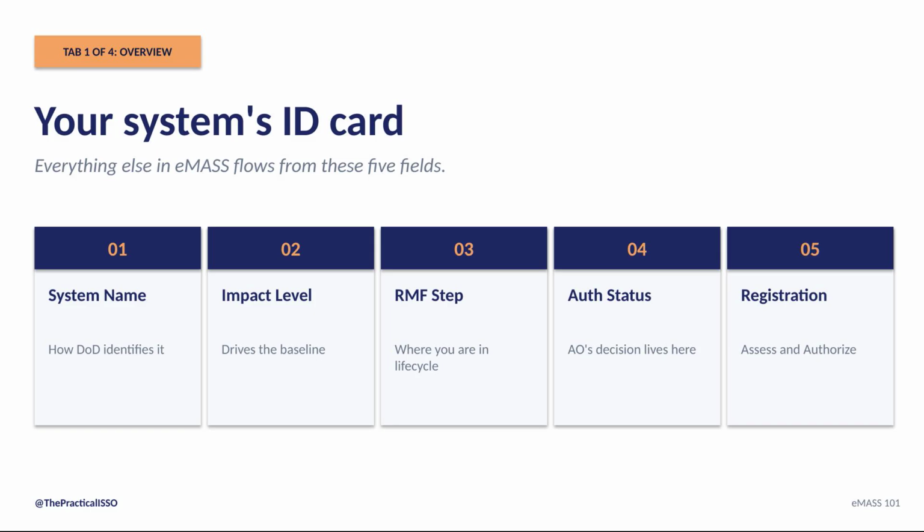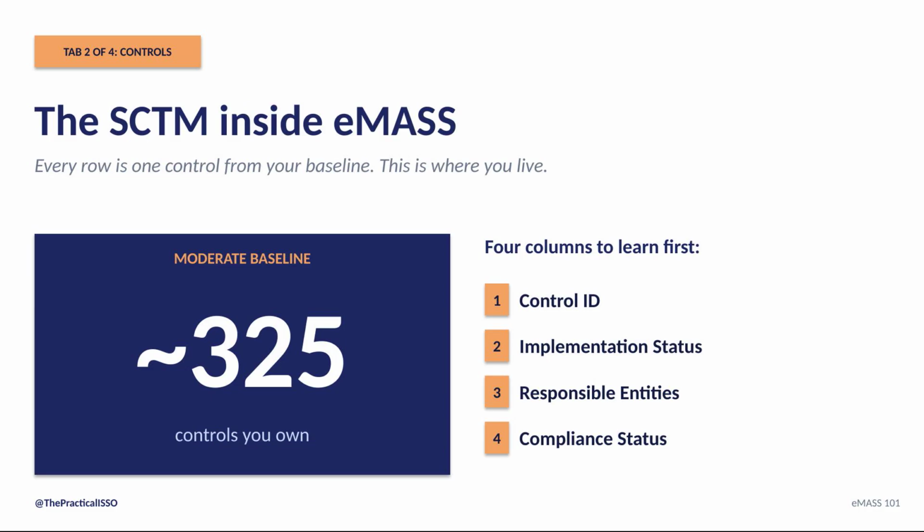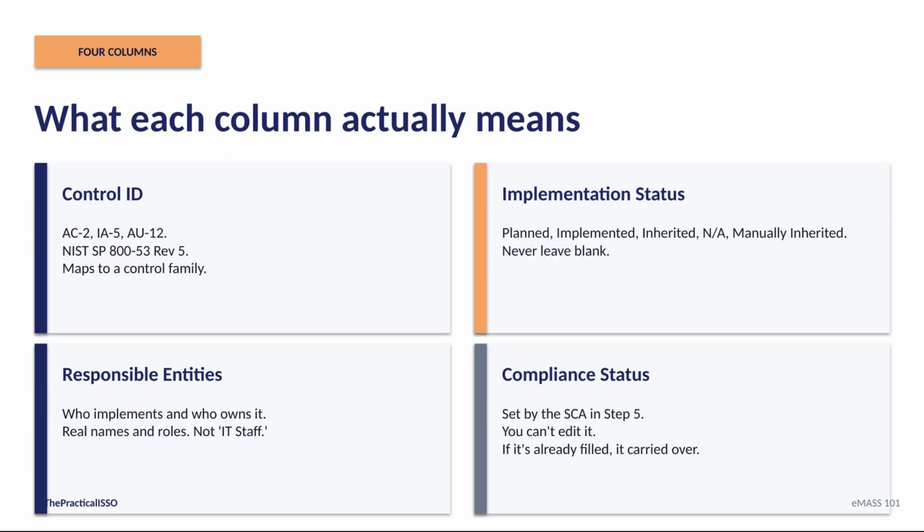Now click the Controls tab. This is your security control traceability matrix inside eMASS. Every row is a control from your baseline. This is where you will spend most of your time as an ISSO. 4 columns you need to understand immediately. Control ID. The NIST SP 800-53 Rev 5 identifier, AC-2, IA-5, AU-12. These map directly to one of the control families.